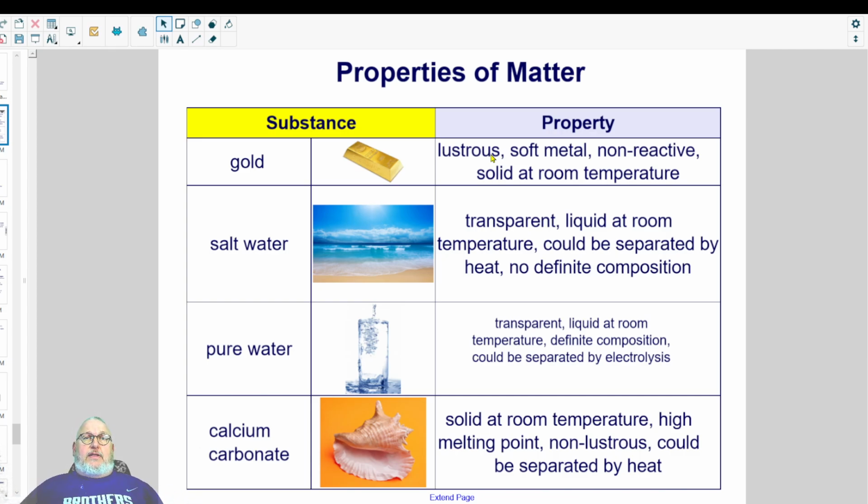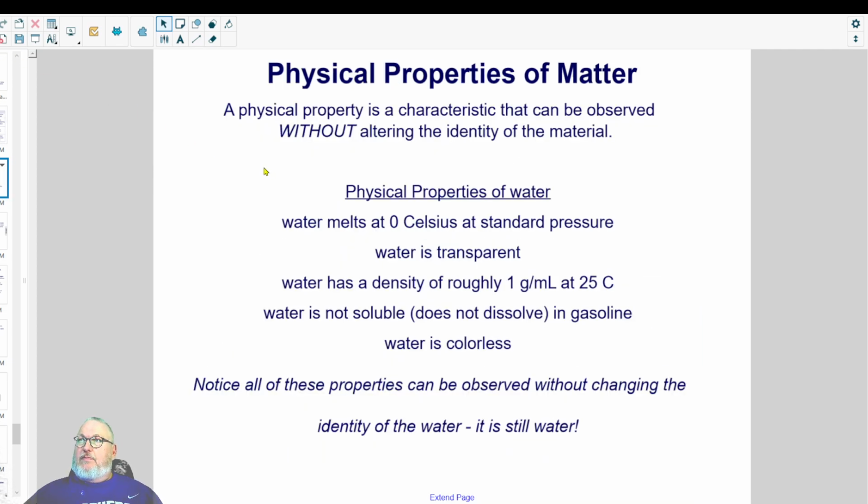Pure water is transparent, it's liquid at room temperature, it's got a definite composition, and you can separate it with an electrolysis unit. Calcium carbonate is solid at room temperature, it's got a very high melting point, non-lustrous, and it can be separated by heat. Now, physical properties.